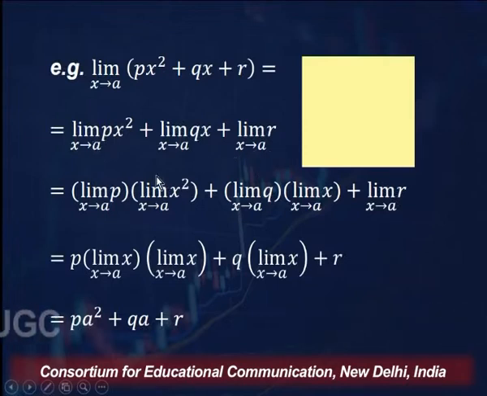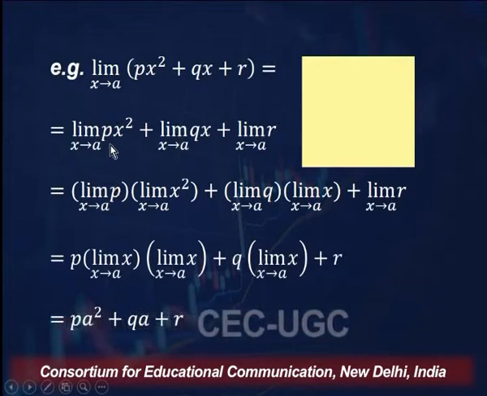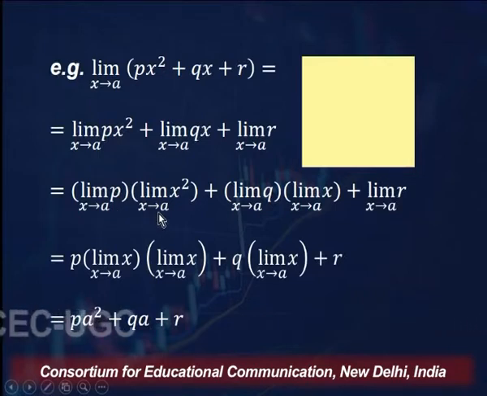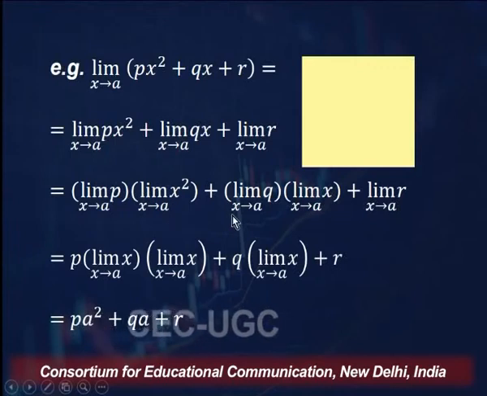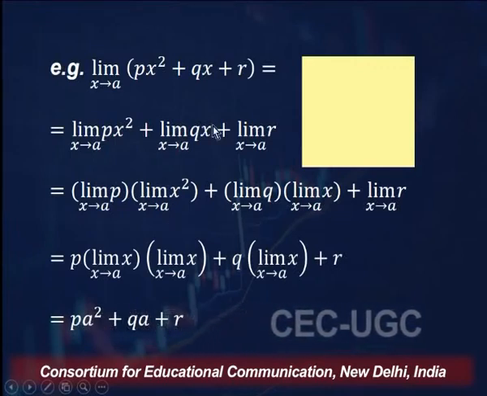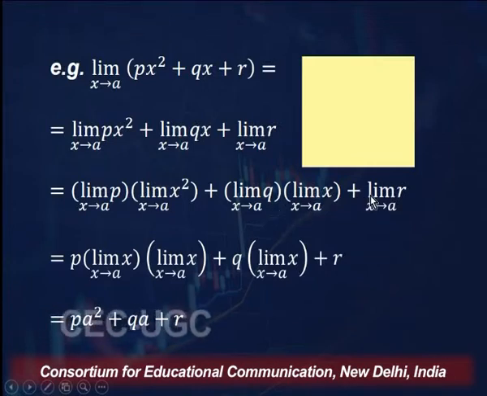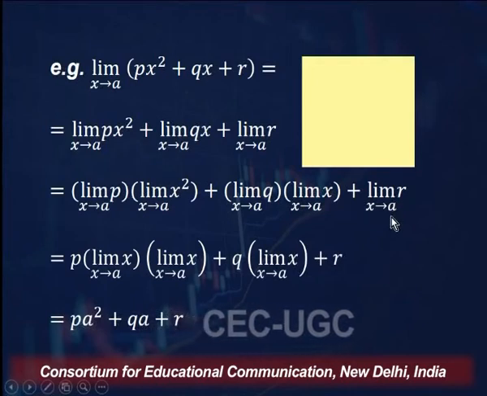That is what you'll get in the second step. And then, because the limit of the product is the product of the limits, you'll get the limit of the constant p as x tends to a times the limit of x squared as x tends to a, plus the limit of q x; again I'm separating out the q and the x and taking the product of the two individual limits, plus the limit of r as x tends to a.